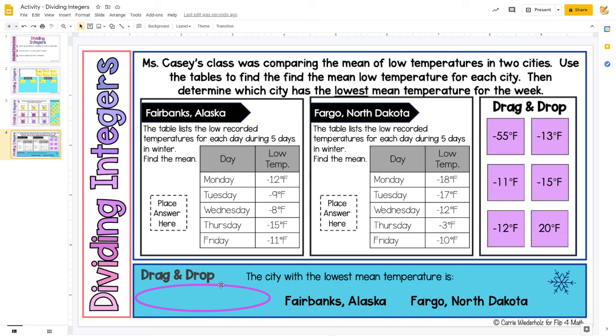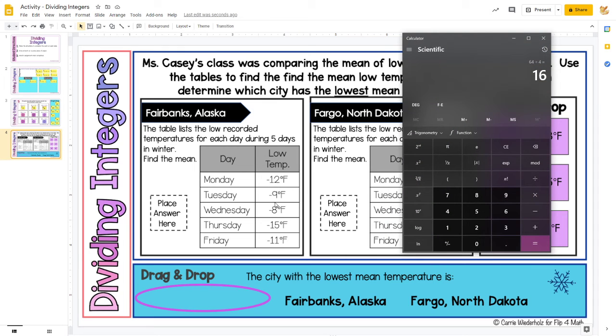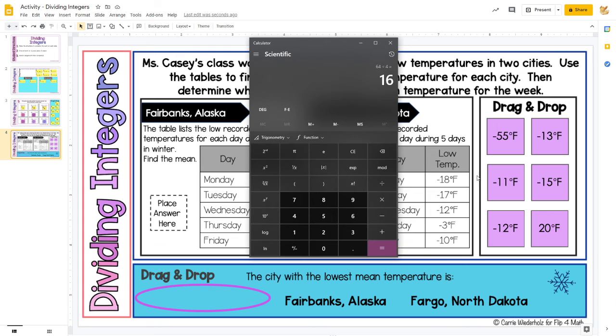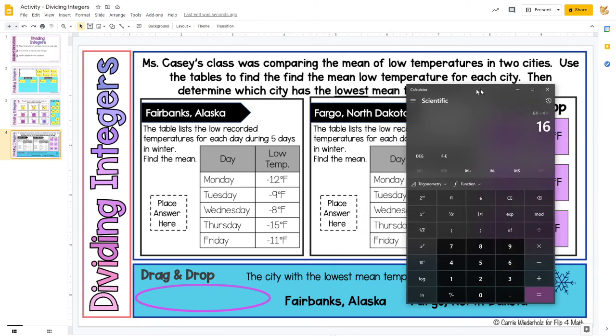And then you're going to move this circle here to which one is the correct answer, which one has the lowest mean. Now, to find mean, you add these up and then divide by how many numbers there are. So since they are all negative, we're going to actually add them. We're not just going to subtract them. So this is how I'm going to do it. Since they're all negatives, I can just straight up add them. And if you look over here at North Dakota, it's the same thing. They're all negatives, so you can just straight up add them.